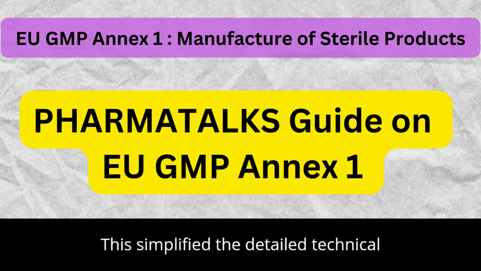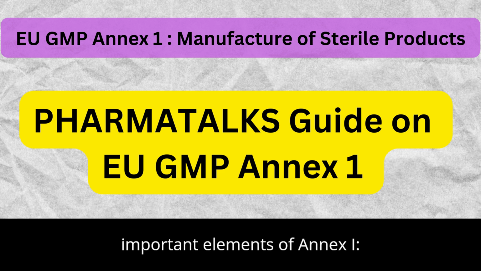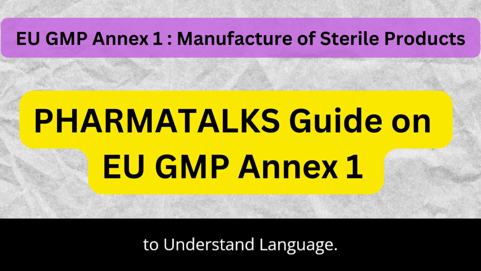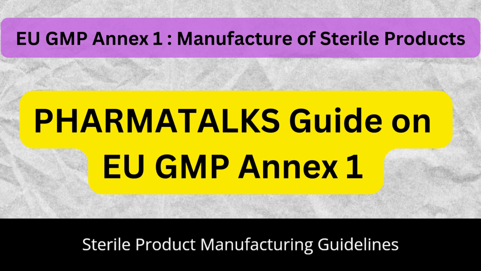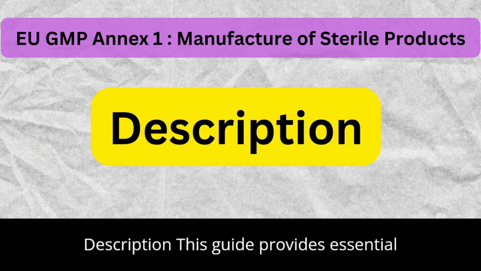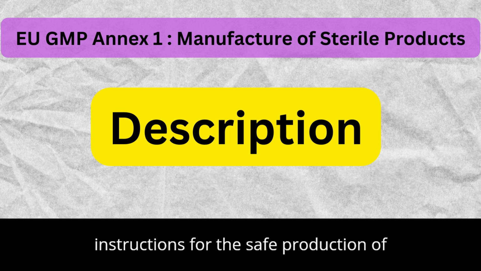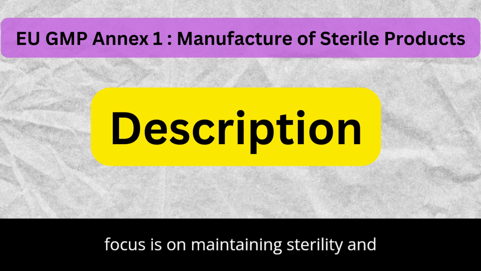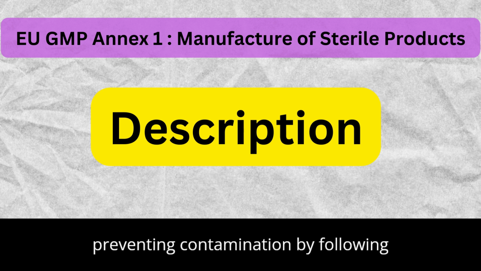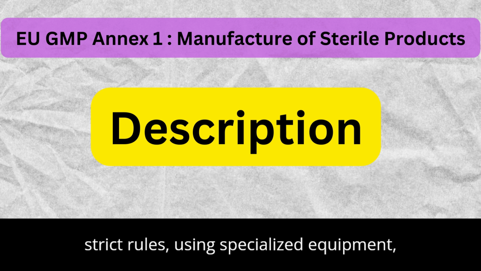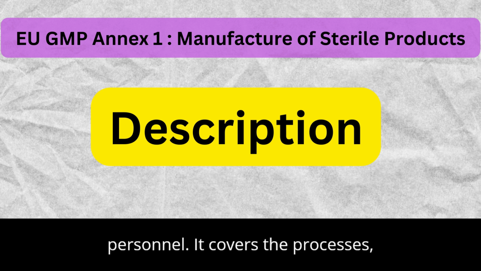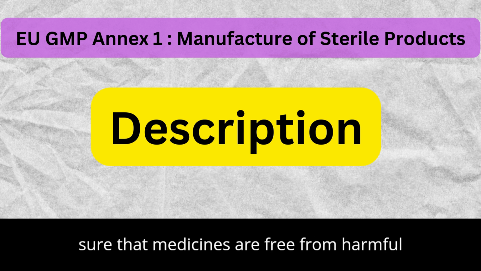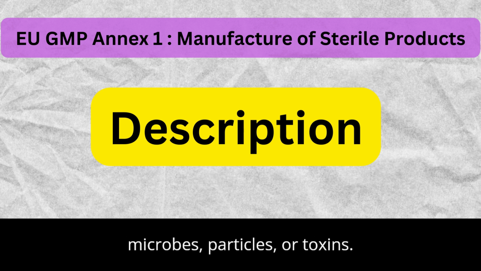This simplifies the detailed technical guidelines and presents the most important elements of Annex 1, Manufacture of Sterile Products, in easy-to-understand language. Title: Sterile Product Manufacturing Guidelines. Description: This guide provides essential instructions for the safe production of sterile medicinal products. The main focus is on maintaining sterility and preventing contamination by following strict rules, using specialized equipment, and ensuring proper training of personnel. It covers the processes, facilities, and checks needed to make sure that medicines are free from harmful microbes, particles, or toxins.